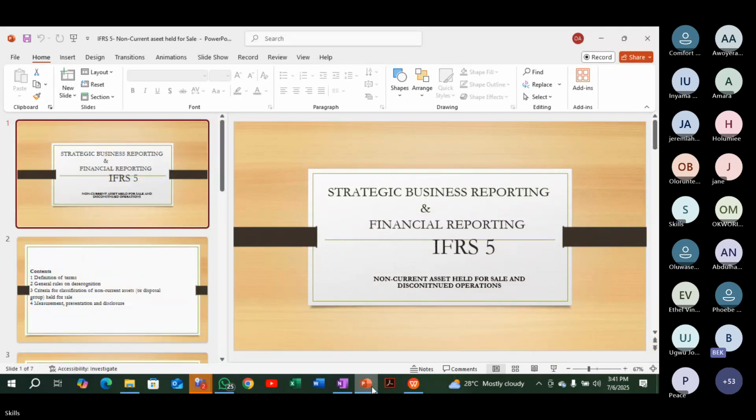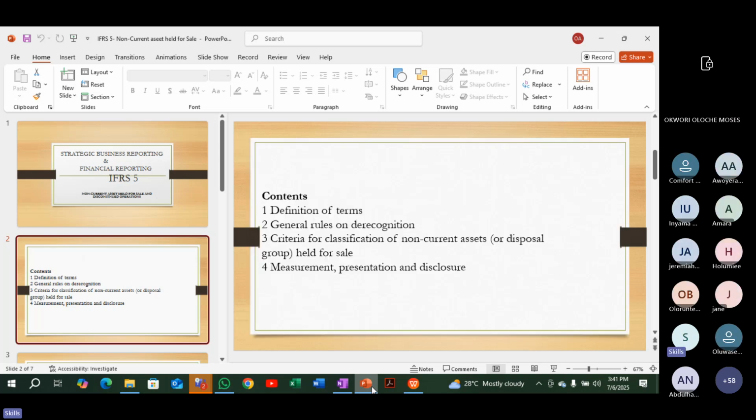Accounting is all about understanding the principle. Then you are good to go once you understand it. Are you getting me now? So we now want to see the information attached to it: definition of terms, general rule on recognition, criteria for classification of non-current assets or disposal group held for sale, measurement, presentation, and disclosure.